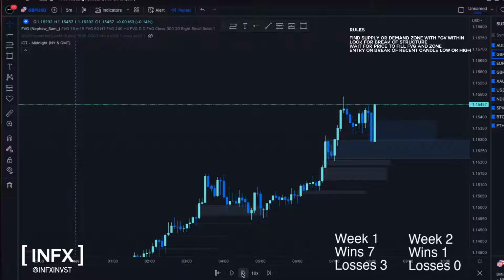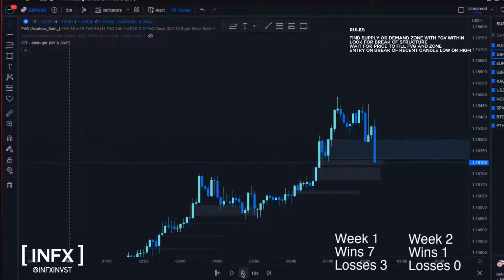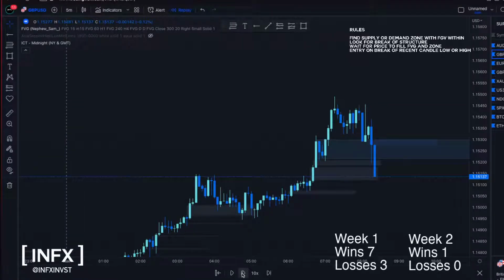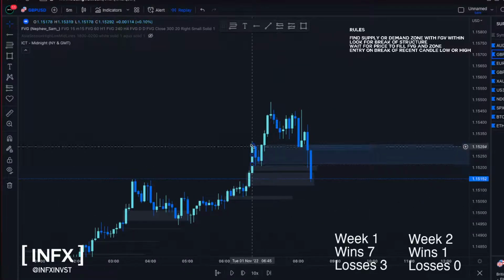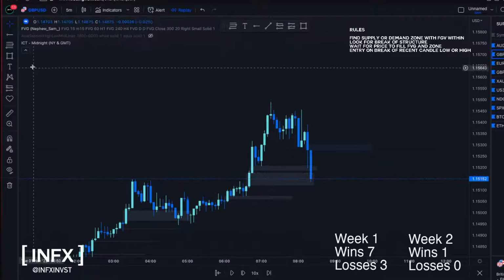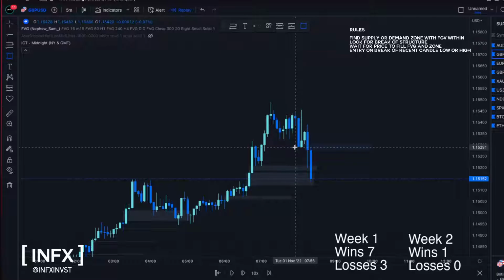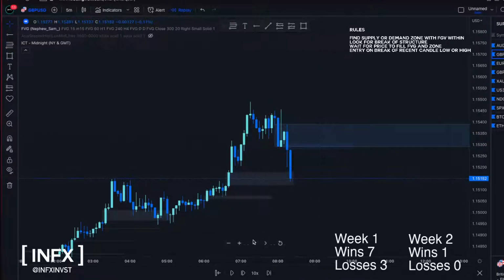Looking a bit... yeah, no, don't like the look of that, so we're not going to take that. Delete the zone. Demand to supply.